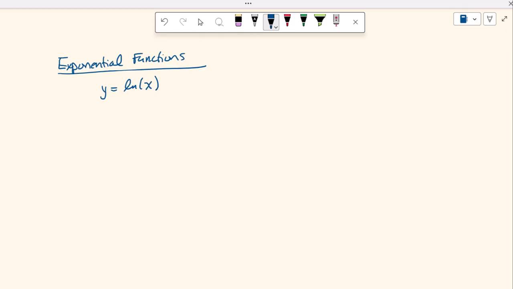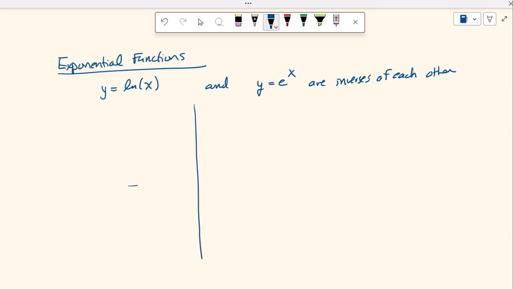So y equals natural log x, of course, is a logarithmic function, and the inverse of the logarithmic function is this exponential function. They are inverses of each other. So e is the natural number e, and it's equal to about 2.718. So I'll make some notes about that in a moment. Let's go ahead and look at a graph.